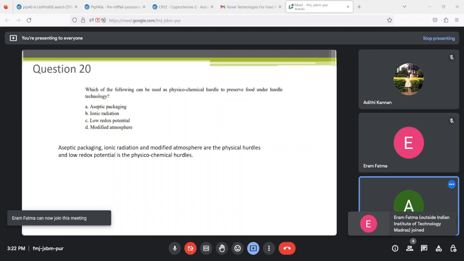Whereas in case of anaerobic microorganisms, it requires very low redox potential. So, the kind of microorganisms that you are dealing with highly tells what kind of redox potential should be maintained in the food. So this constitutes a physico-chemical hurdle and not a physical hurdle. So, the answer is option C. Redox potential is one of the physico-chemical hurdles that is used to preserve food in hurdle technology.